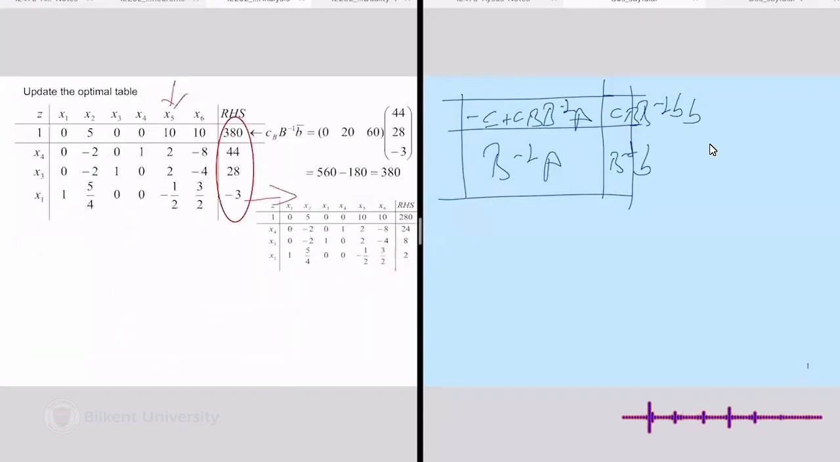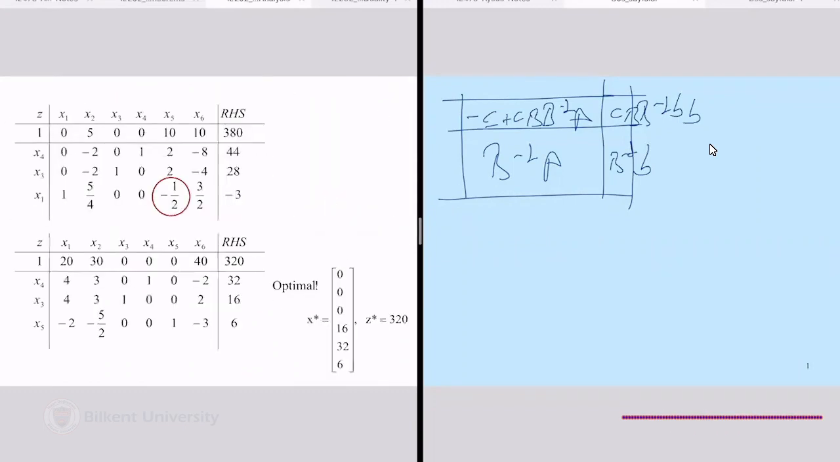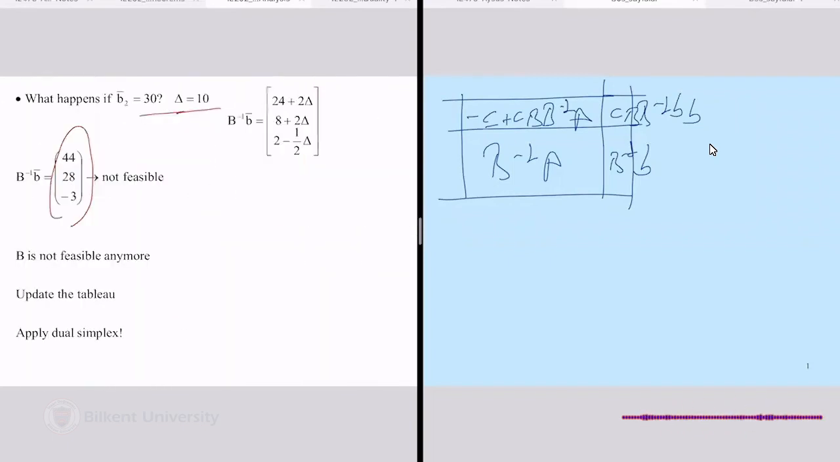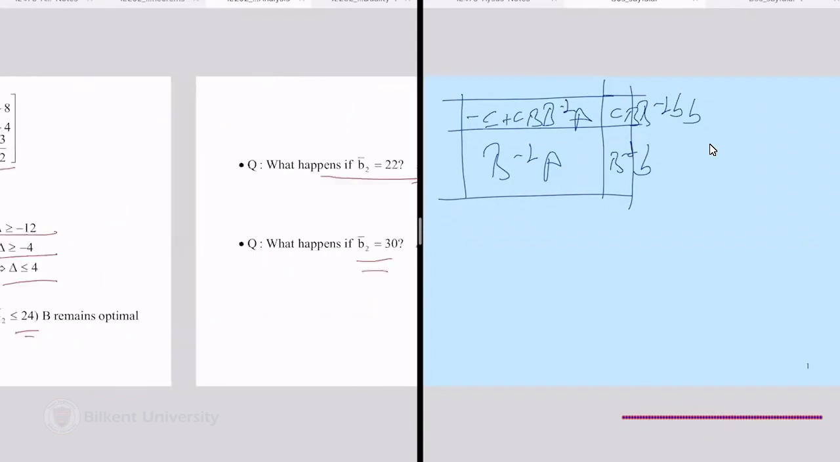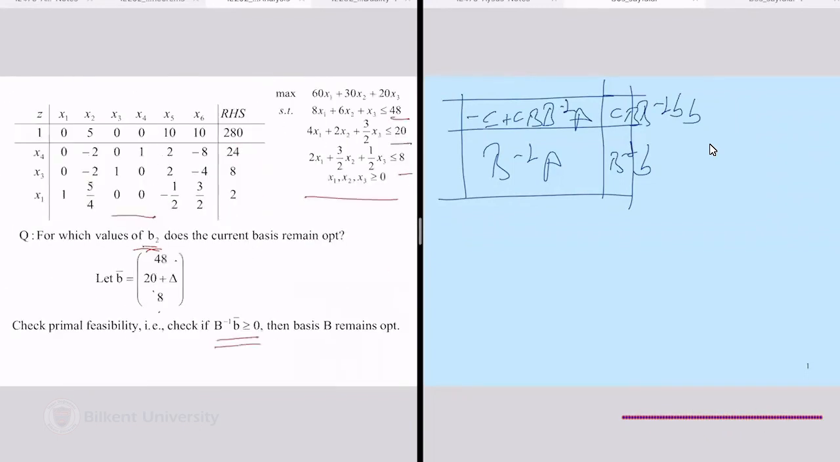What I understand from my point of view, the last part is: as long as the basis remained optimal, how do you update the right-hand side? If that's what you're asking, okay? We have derived. Now, the condition we're checking is if B inverse B tilde with the new B remained optimal.